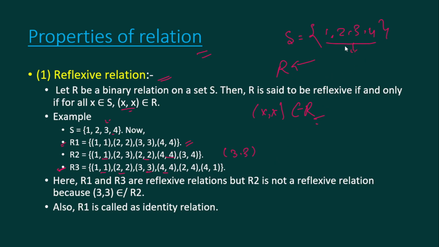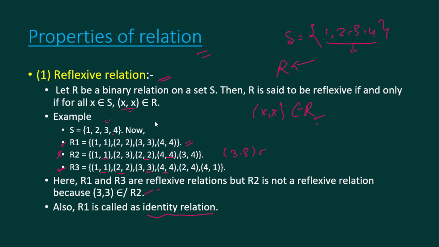Every element has this relation x comma x. Since 3 comma 3 is not present here, this is not a reflexive relation. So here R1 and R3 are reflexive relations, but R2 is not reflexive because 3 comma 3 is not present in R2. Here R1 is also called the identity relation.